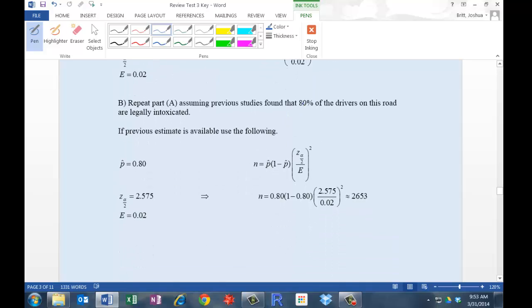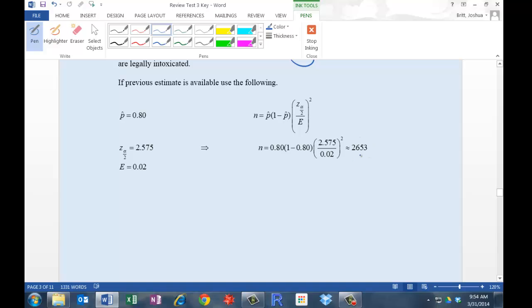And then part 8, we're told that we do have a prior estimate. So we just plug the prior estimate in here, same values as before. And we get a much more accurate sample size.